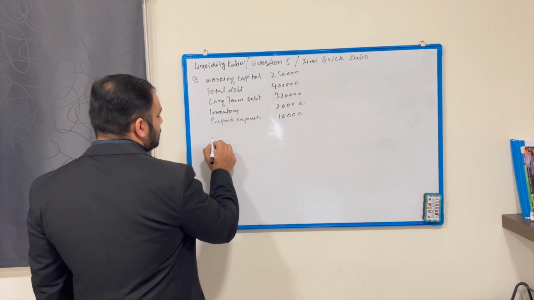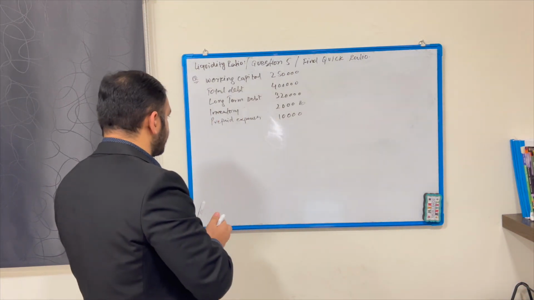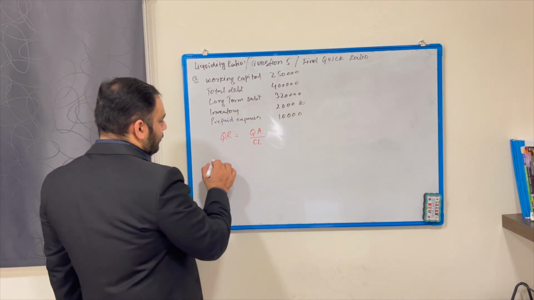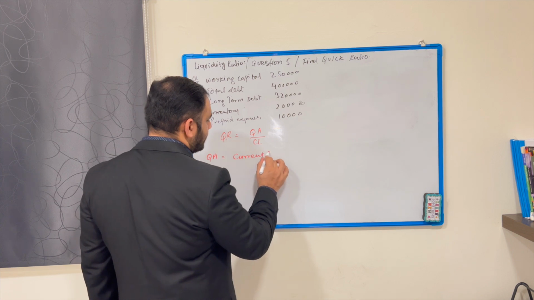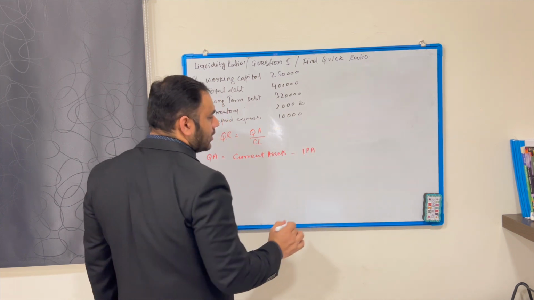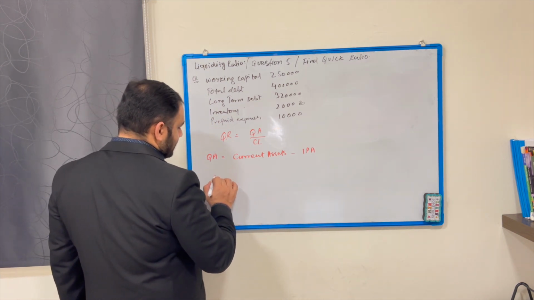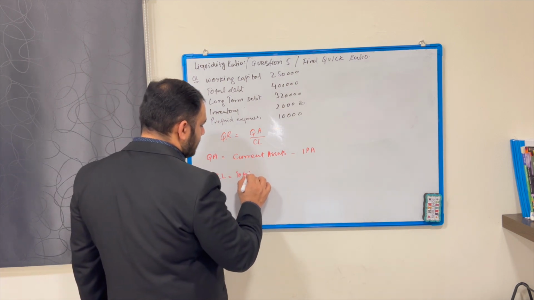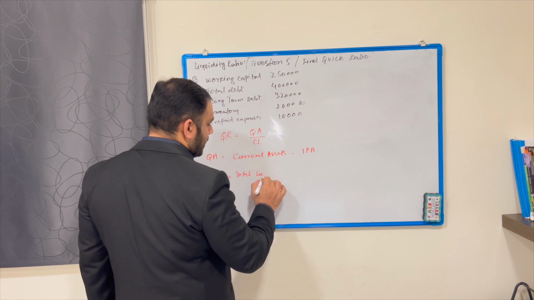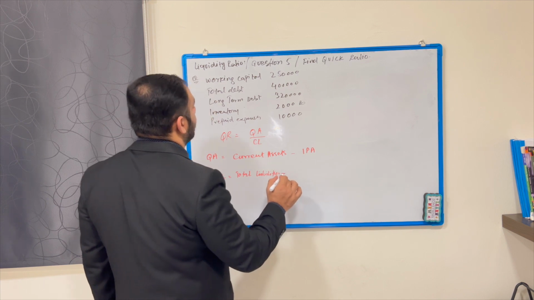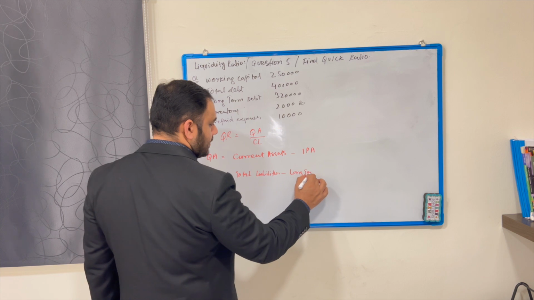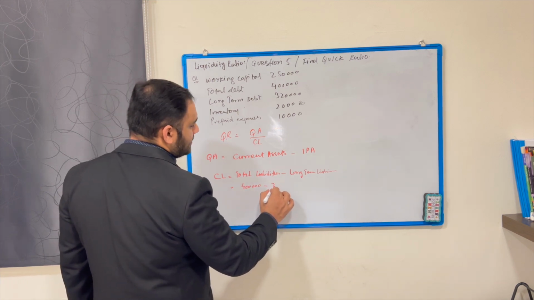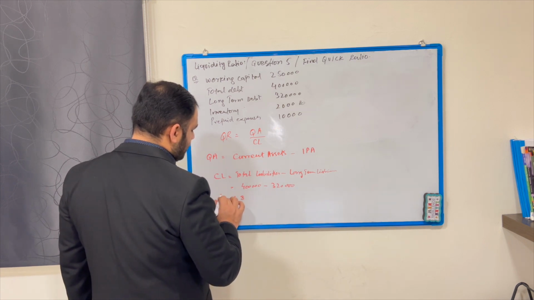First of all, we will see the quick ratio formula. The formula for quick ratio is quick ratio equals quick assets over current liabilities. Okay, and formula for quick assets equals current assets minus inventory and prepaid expenses. So first of all we will find current liabilities. What is the formula for current liabilities? Total liabilities minus long term liabilities. So total liabilities are 4 lakh minus long term 3,20,000 equals current liabilities of 80,000.